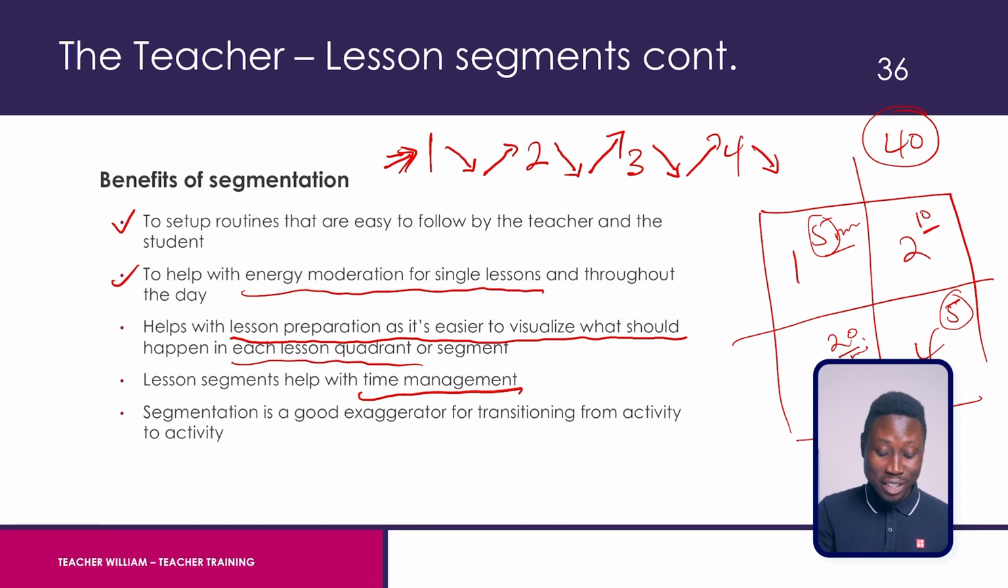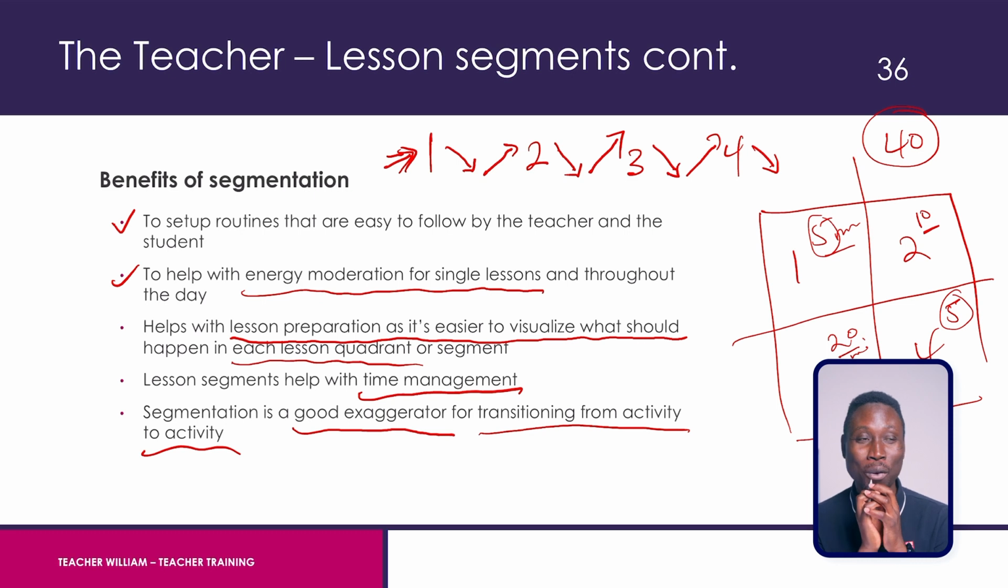Finally, segmentation is a good exaggerator for transitioning from activity to activity. What do we mean by that? When you finish one activity on a low and everything goes low, even the next one, if the energy is just a little higher, it feels like because the energy is going high, everything feels exaggerated. And the kids will be ready to jump in because of the low. If you do watch movies, that's something they do. Before they give you a really loud sound, they always bring the sound to 0.